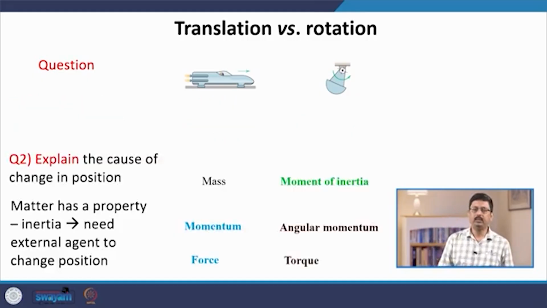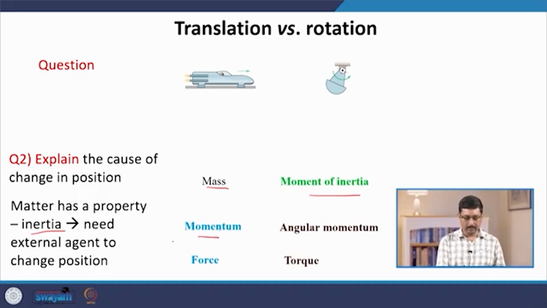The second question is: what is the cause of that change in position? Why is the object changing position? How do you explain that? And this requires the laws of motion, and here one important quantity that every object has is something called inertia, which in the case of translation enters as the mass of the object. In the case of rotation, it enters as the moment of inertia in the laws of motion.